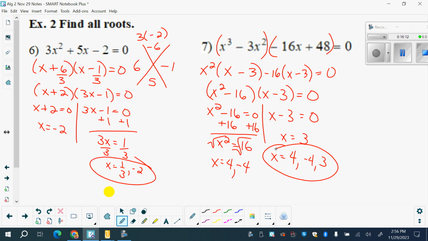So if you take a look at your degree, that's going to tell you how many answers you're going to have. The degree on this one is what? What's the degree on this one?